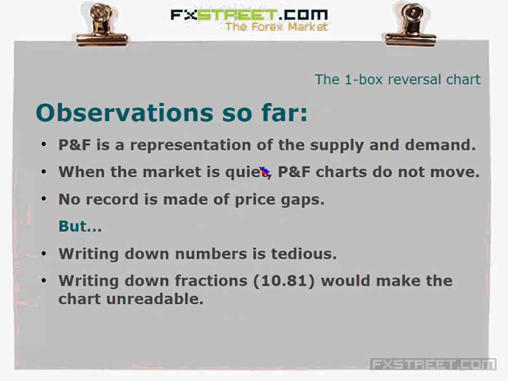We know that P&F charts is a representation of supply and demand. We know also that when the market is quiet, the charts do not move. The second dimension is change. So if there is no change, there is no move. Okay. We know also that no record is made of price gaps. So when there is a gap, we will see simply the box being filled with a figure, although that price has not been quoted in the market.